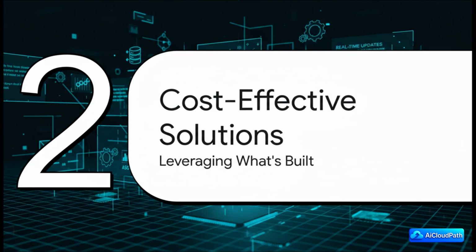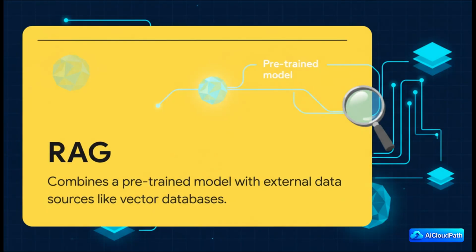These next two methods are way more accessible, much more flexible. They're less about heavy-duty construction and more about cleverly leveraging what's already built. This brings us to something called Retrieval Augmented Generation, or just RAG for short. And the idea here is brilliant. Instead of permanently changing the model, you just give it a library card.